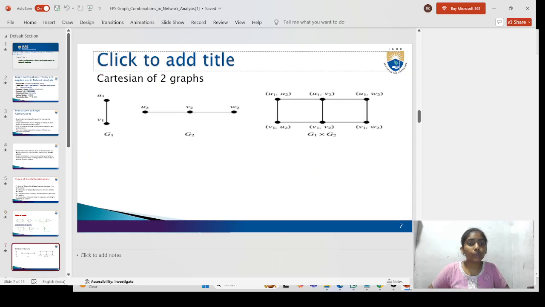Next, going to Cartesian product of two graphs. Here Cartesian is nothing but the product of two graphs. Here we took G1 graph with U1, V1 vertices and G2 graph with U2, V2, W2 vertices. Now the Cartesian product of two graphs, G1 cross G2, has the resultant shown in the given figure.